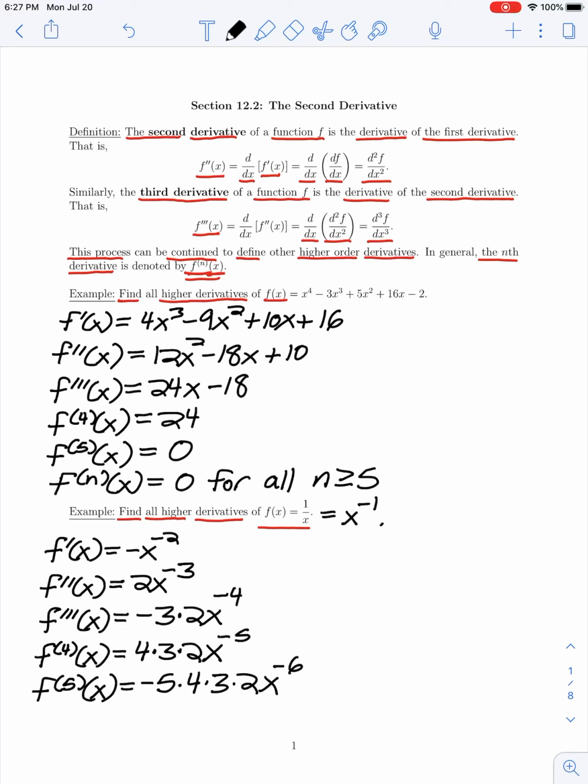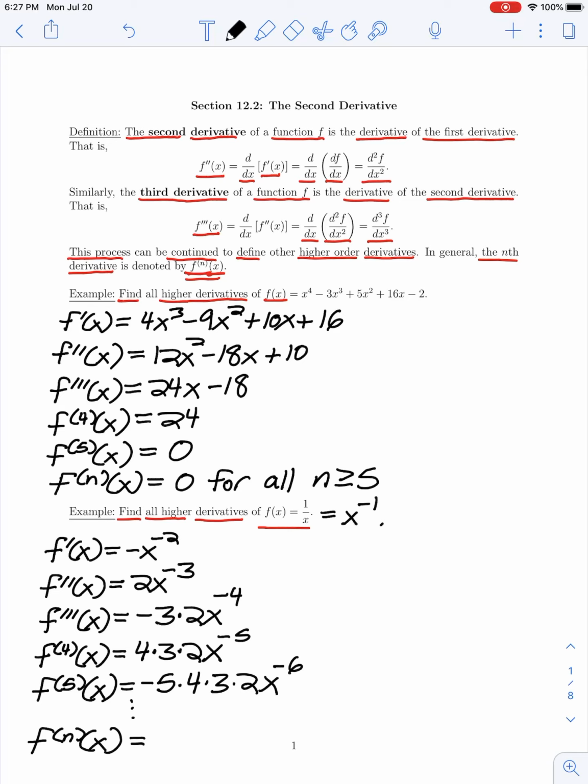So we start to see a pattern emerging when we're looking at these higher order derivatives. Let's see if we can come up with an expression for any derivative. Let's say the nth derivative of our function.